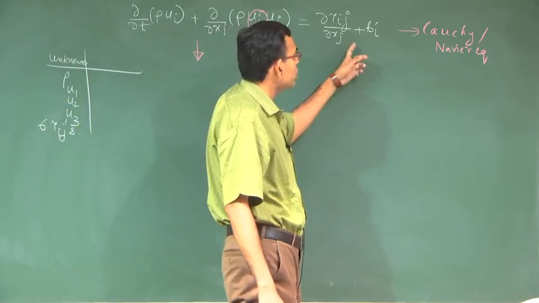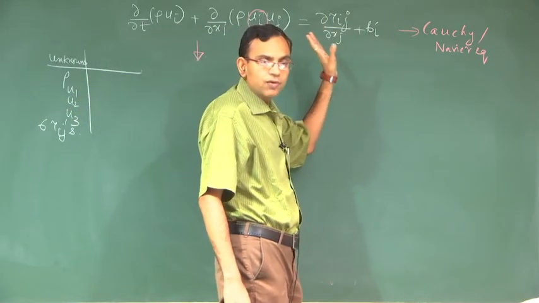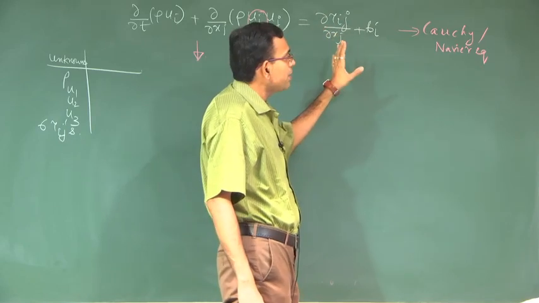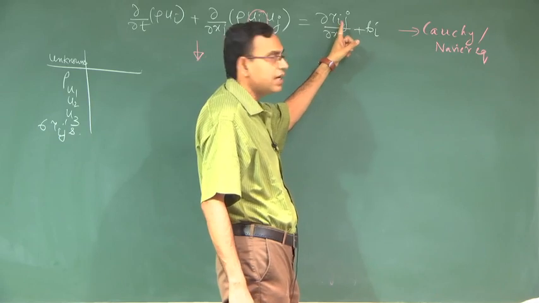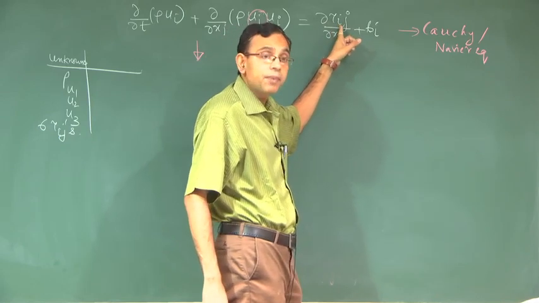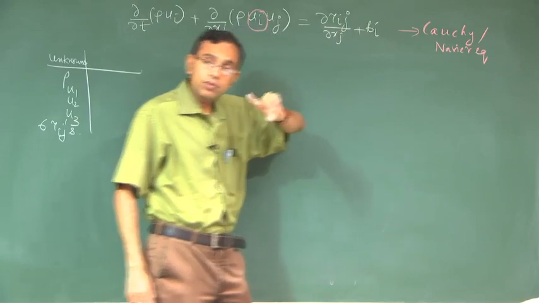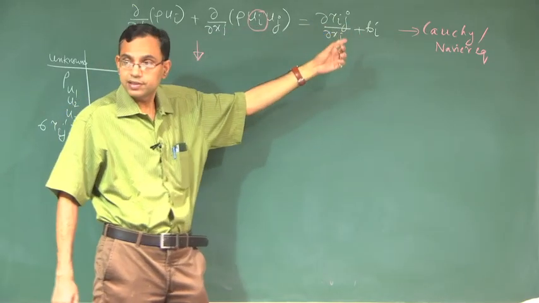So, this is also called the momentum equation. In fluid mechanics, normally people do not call it the linear momentum equation, because the fact that tau ij is equal to tau ji is embedded within this equation. So, angular momentum consideration is already embedded in this.